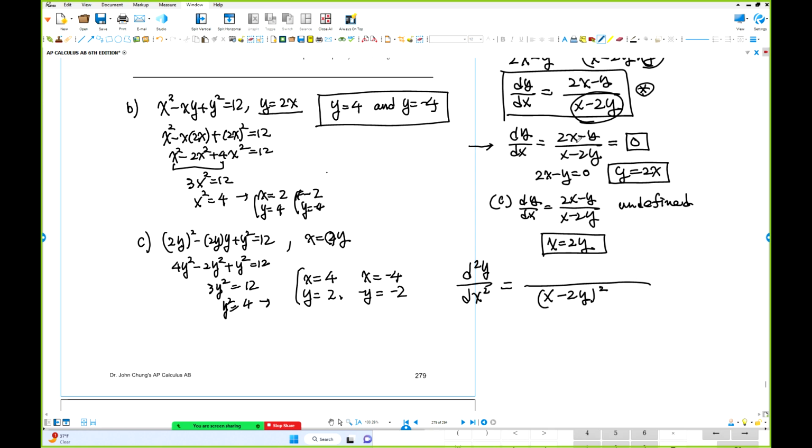And the numerator derivative times the denominator, right? Numerator derivative is how much? 2x derivative is 2, and minus y prime, that is the numerator. But we multiply the denominator, x minus 2y. Second one is don't touch the numerator, 2x minus y, but you have to multiply by the denominator derivative, right? Derivative of the denominator: x is 1, and minus 2y prime.